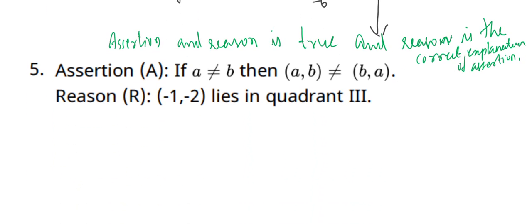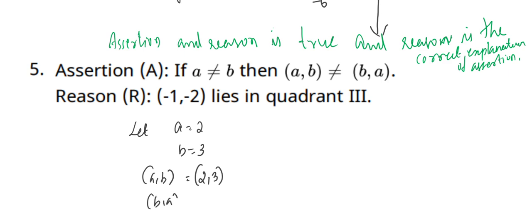Next question. If A is not equal to B, then the ordered pair (A, B) is not equal to the ordered pair (B, A). We can take some examples. Let A equal 2 and B equal 3. Then the ordered pair (A, B) equals (2, 3), and the ordered pair (B, A) is (3, 2). And you know that these two are not equal. (A, B) is not equal to (B, A).